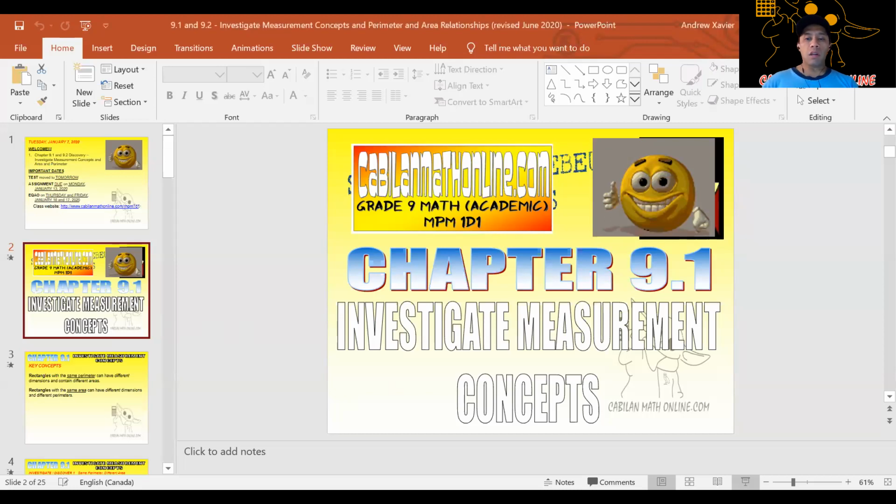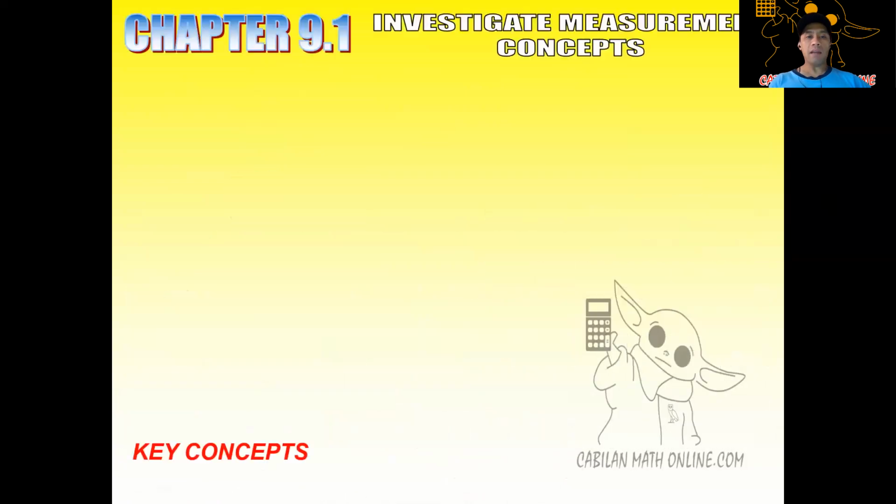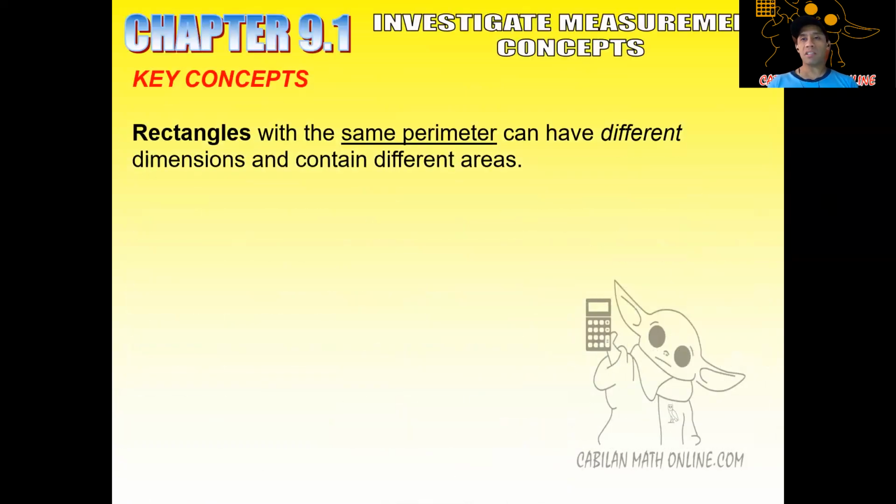So today we're going to look at a couple of investigations in terms of how we can determine the dimensions of rectangles that maximize the area and minimize the perimeter. We're going to do a couple of investigations based on measurements, and we're going to discover that when we're optimizing perimeter and area, a certain shape will appear in every single investigation. Okay, so rectangles with the same perimeter can have different dimensions or measurements and contain different areas. And what we're going to discover is that a certain shape is going to give us the optimized measurements.